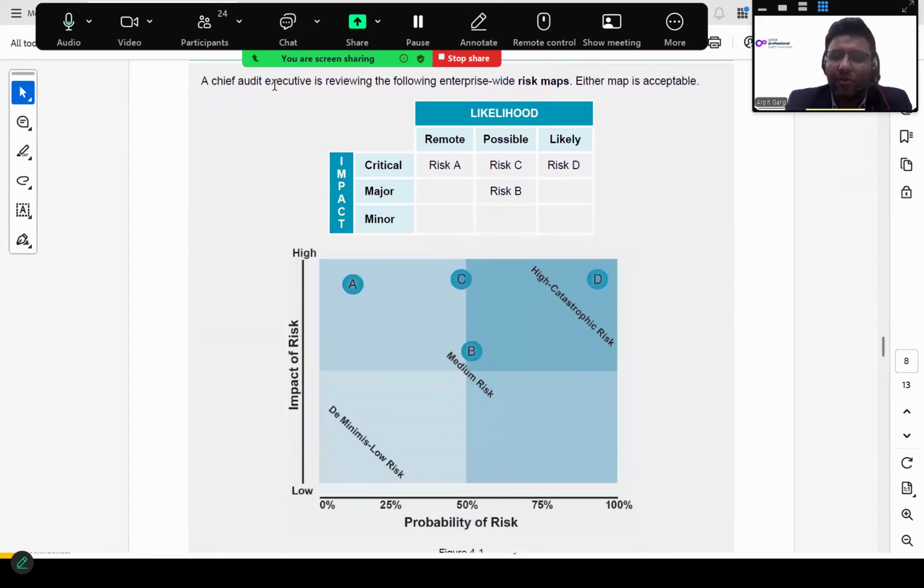We've talked about it, people. Risk A, B, C, D. So which one is risk D? It is like a high, catastrophic risk. Risk B is medium risk. Risk C is here. Risk A, minimize, low risk. So these are the three levels.